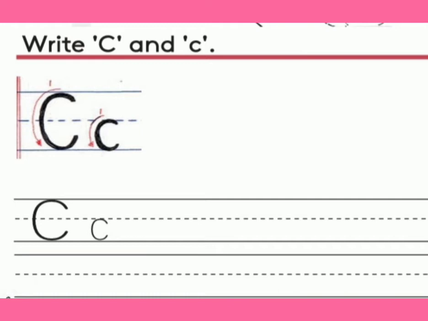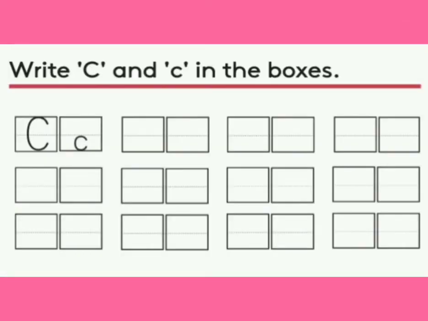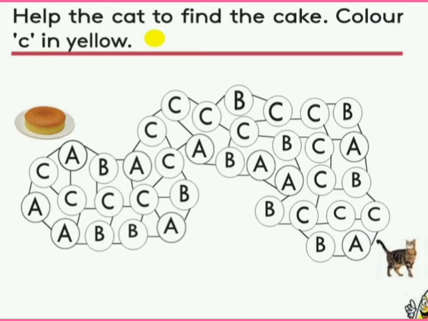Okay, let us see the next exercise. What have they given you? Write capital C and simple C in the boxes. They have written capital C in the first box and also the simple C in the second box. You have to do it exactly the same like that. You have to fill out these empty boxes with capital C and also with simple C. Okay, let's move on to the next exercise.